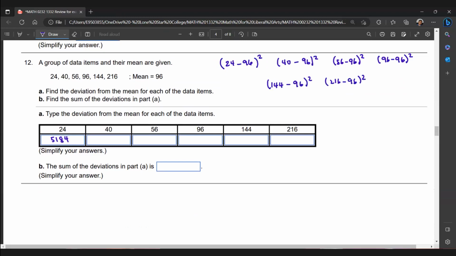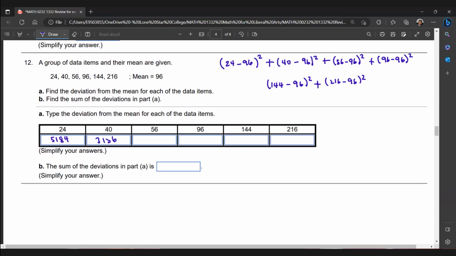Okay. For part B, they want us to find the sum. But let's first find, okay, so this is what basically they want us to do. Okay. All right. In part B, but let's go ahead and find these differences raised to the second power. 40 minus 96 quantity squared, I get 3136.